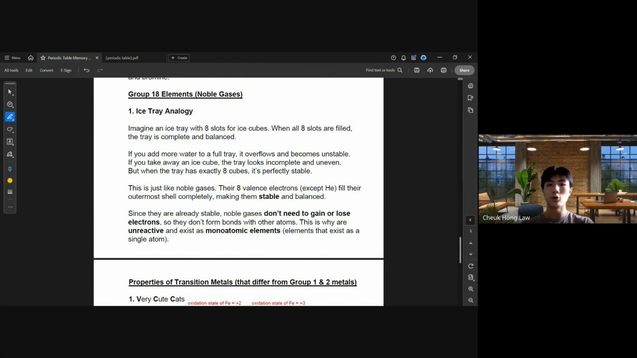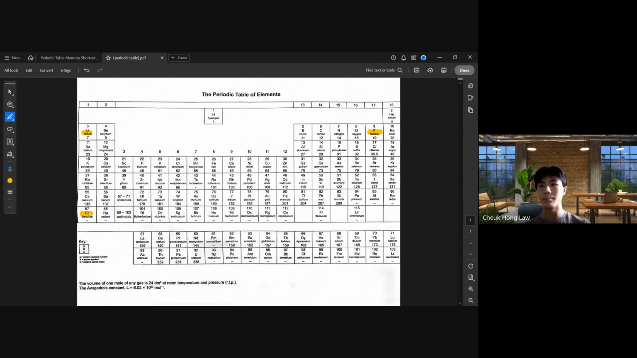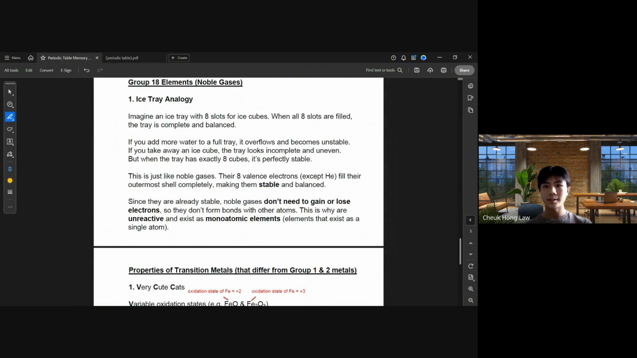So this is just like noble gases. There are 8 electrons, well, except for helium. They will fill their outermost shell completely, making them stable and balanced. Okay, why do I say except for helium? Because helium has only 2 valence electrons, but it still has a full valence shell. Okay, because it's the first shell. Right, so since they have a full valence shell, full outermost shell, they are stable and balanced.